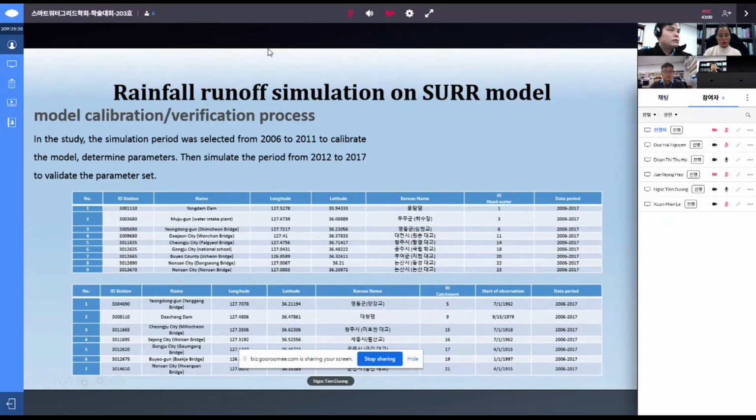This table on the screen, I collect data from the 9 stations for 10 east water catchments and 7 stations for 17 channels.